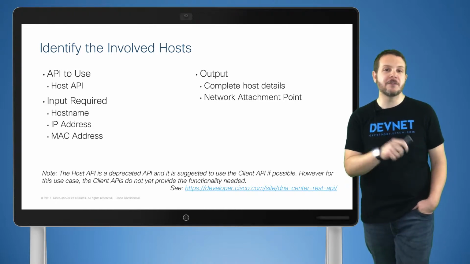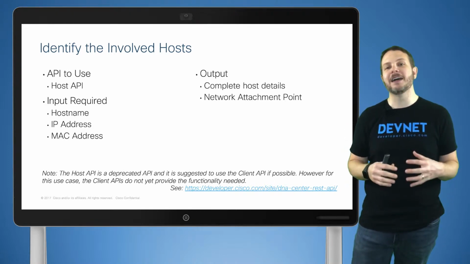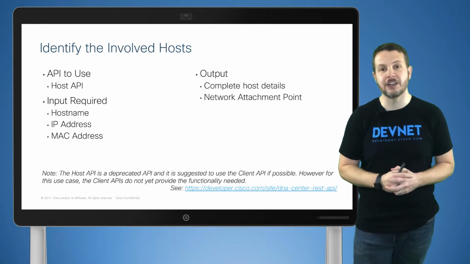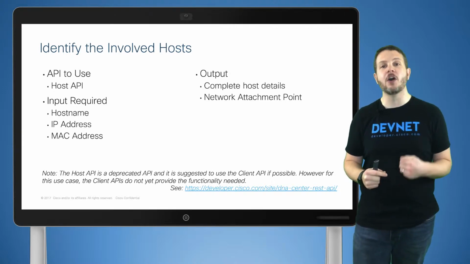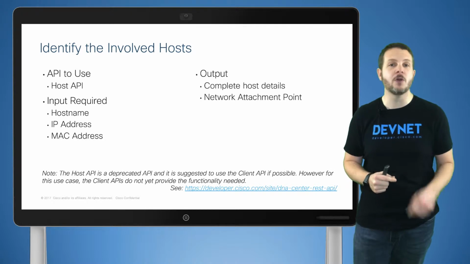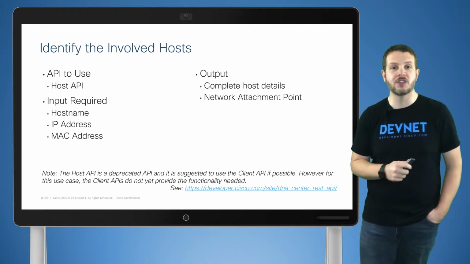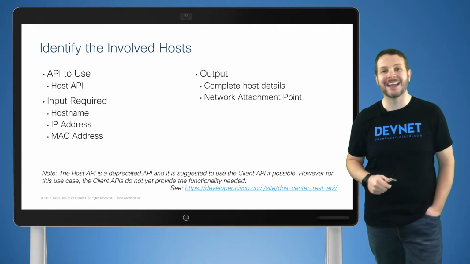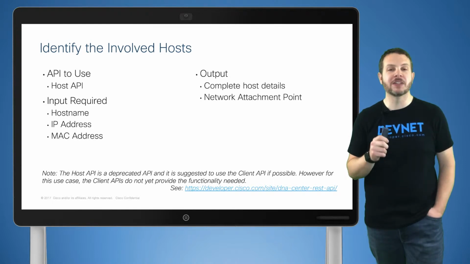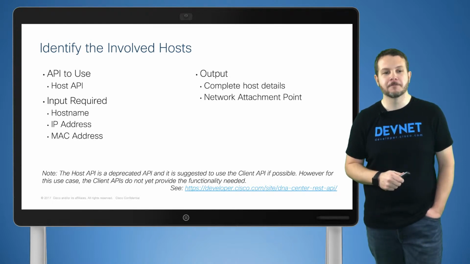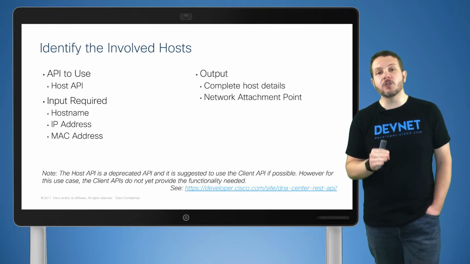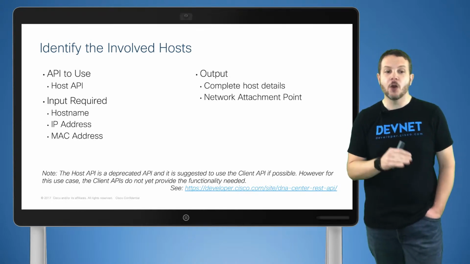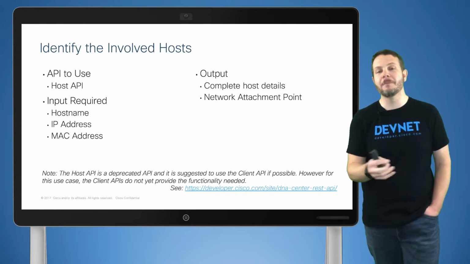However, for this specific use case, the client APIs are not yet giving us the functionality we need. So we'll stick with the host API but we do know that we'll have to revisit this troubleshooting script in the future as that client API gives us the features that we're after. Now, the input that we'll use for the host API is the host name, the IP address, or the MAC address.